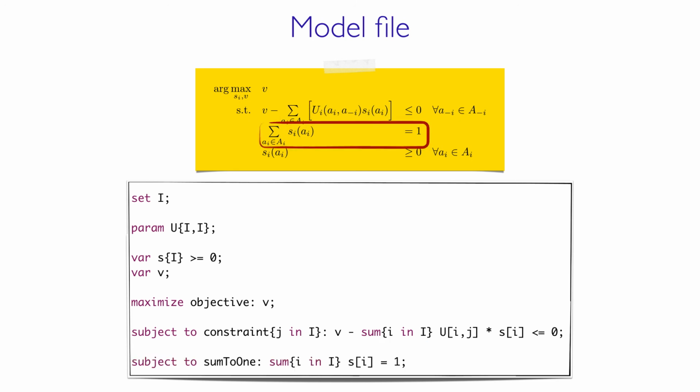In a similar way, we define the second constraint. Note that the constraint is single, so we don't have curly braces after the name of the constraint. This is the final .mod file.